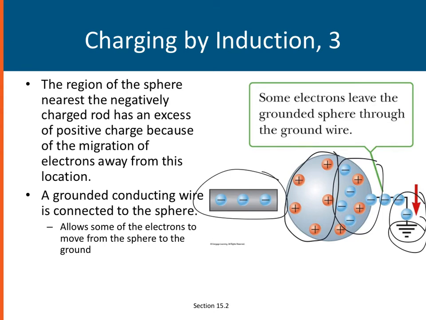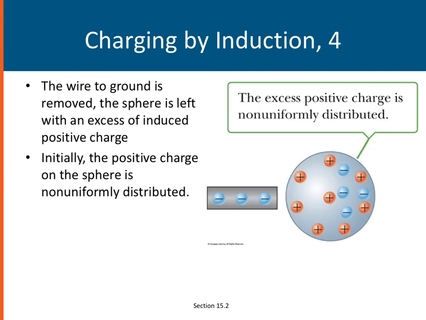And so the positive ones don't go, just the negative guys will go down and ground. So they're going to go down to the earth, so they're out of the sphere. Now once we've grounded some of those negative charges, we remove the grounding wire, and we're left with a sphere that is now mostly positive, so a net charge of positive. So the wire to the ground is removed.